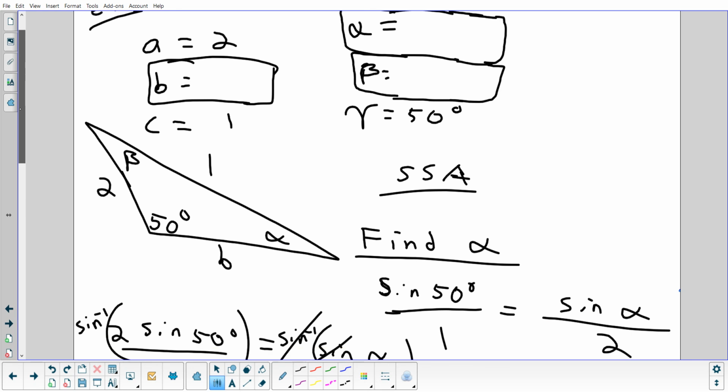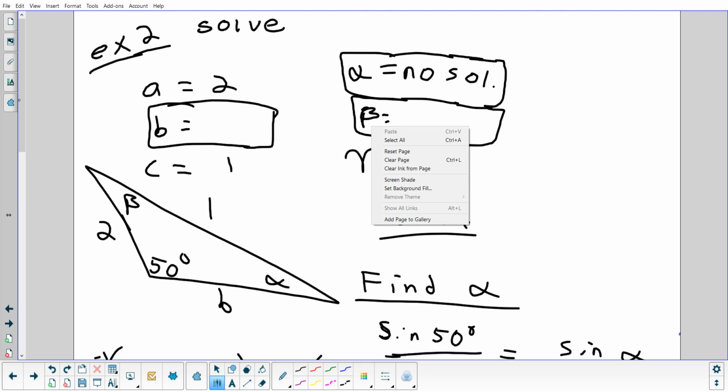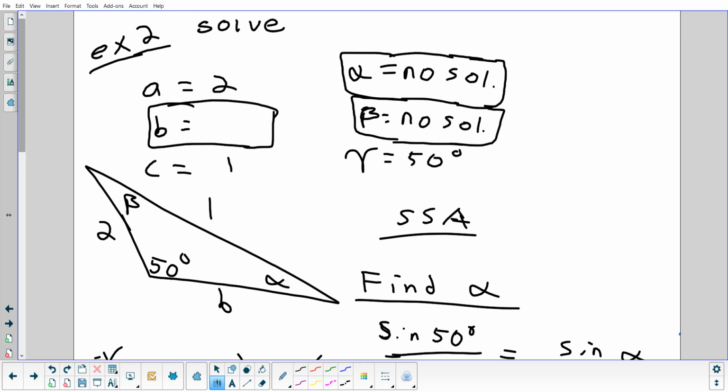So that means that there is no solution for alpha. And just like the two-solution case, all the answers either have one solution, they all have two, or they all have none. If you can't find alpha, then you have nothing to add up and subtract from 180 to get beta. So there's no solution for beta. And if you can't get an angle, then you cannot get the side across from it. So this is a no solution problem. I like these kind of problems. Yeah, that's the easiest one.